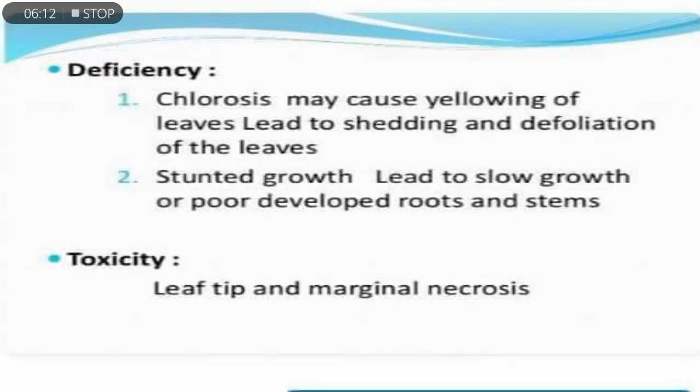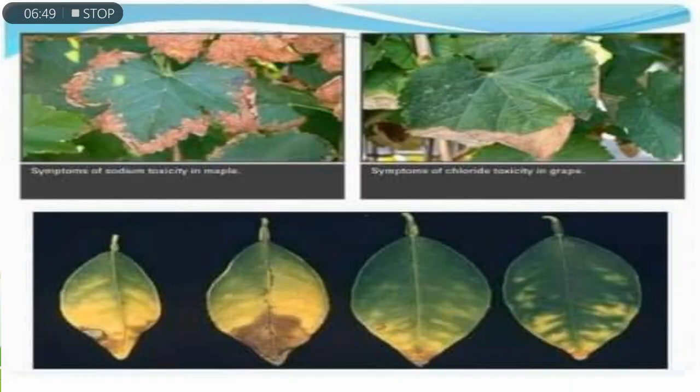Now deficiency: if you have a deficiency of potassium in the plants, what will happen? Chlorosis may cause yellowing of the leaf and lead to shedding, defoliation of the leaves. You will face the problem of the leaves shedding and turning yellow. Stunted growth: as I told you about nitrogen and phosphorus, if you have a low concentration of nitrogen, phosphorus or potassium, the plant growth will be stunted, leading to slow growth or poor development of root and stem. Toxicity: leaf tip and margin necrosis, meaning the death of those cells.